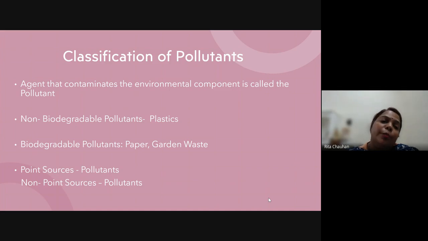Then there is the non-biodegradable pollutant. These are those pollutants which are not degraded by the microorganisms. An example is plastics. Why are we banning plastics? Because when we throw plastics into any water body or any land, they will be there for a long time. After 5 years you can see it, after 10 years also, and after 25 years and 50 years also, you can see that plastic bottle there.